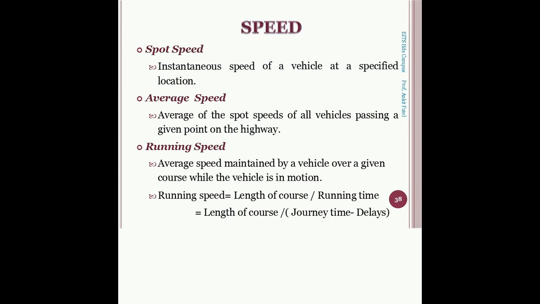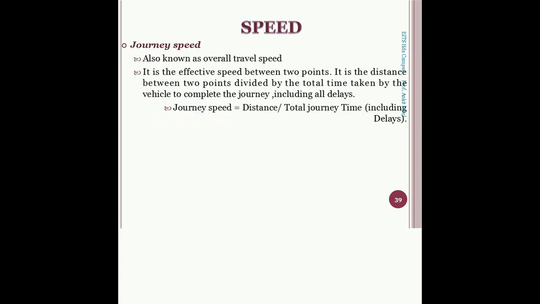Running speed is the length of course divided by running time, which equals the length of course divided by journey time minus delays. Journey speed, also known as overall travel speed, is the effective speed between two points. It is the distance between two points divided by the total time taken by the vehicle to complete the journey, including all delays. Journey speed equals the distance divided by total journey time, including delays.